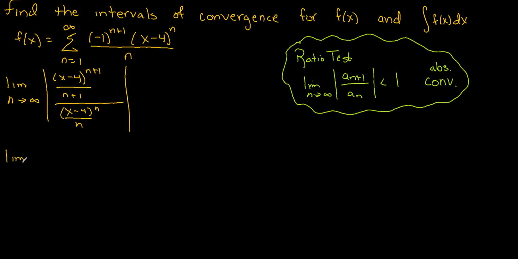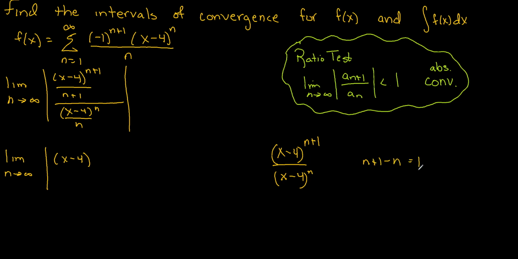I've got the limit as n goes to infinity of, if we simplify the x minus 4 powers, I have only an x minus 4 to the first power. And you might ask yourself, why is that the case? Because I've got essentially (x minus 4) to the n plus 1 over (x minus 4) to the n, and if I subtract those exponents, I'm just left with 1. I got one of them. Okay, now in the denominator here, what's going on with the n plus 1 and the n? If I multiply top and bottom by n, these puppies cancel, and so I've got n over n plus 1.